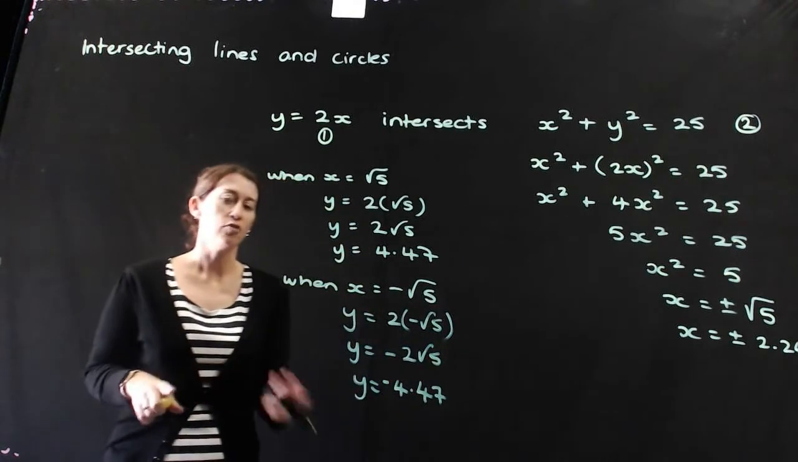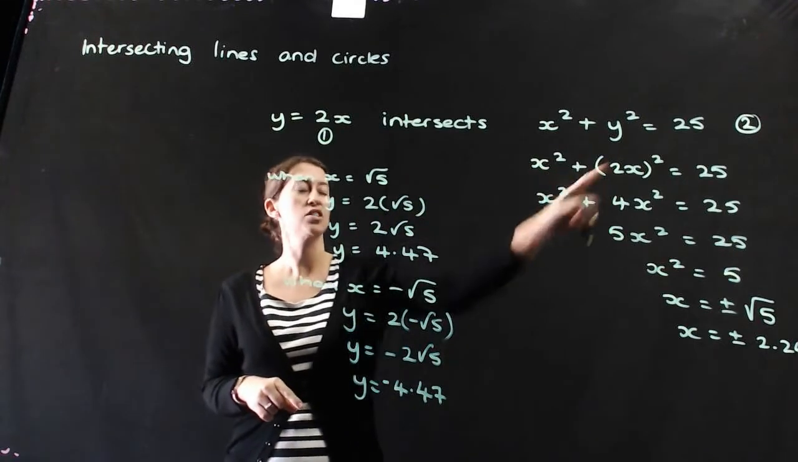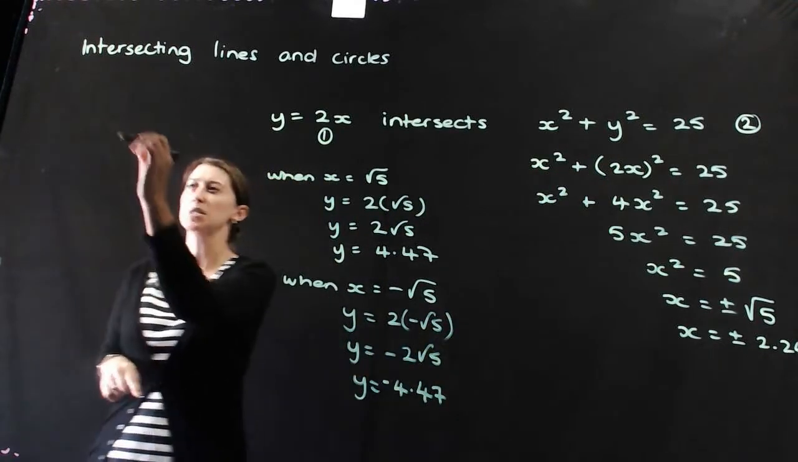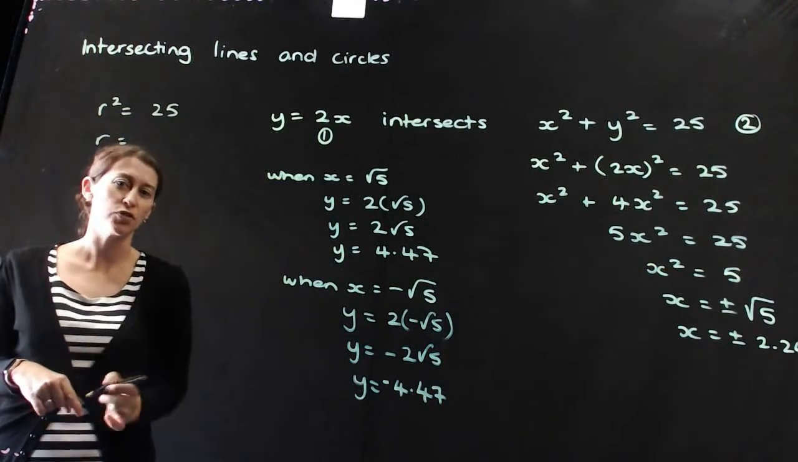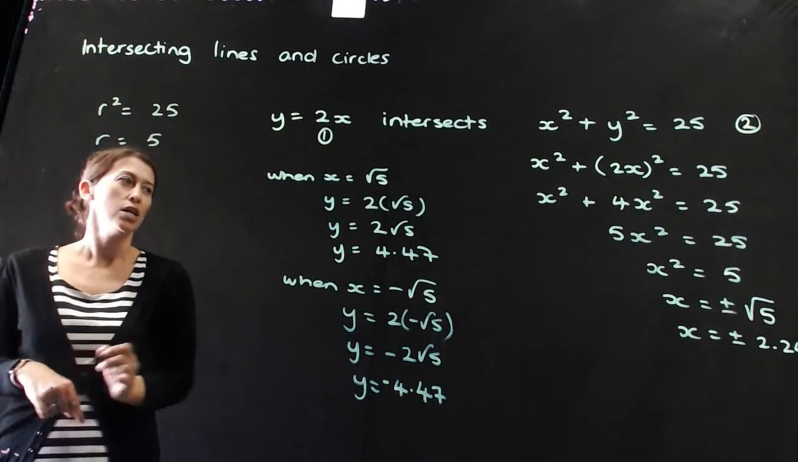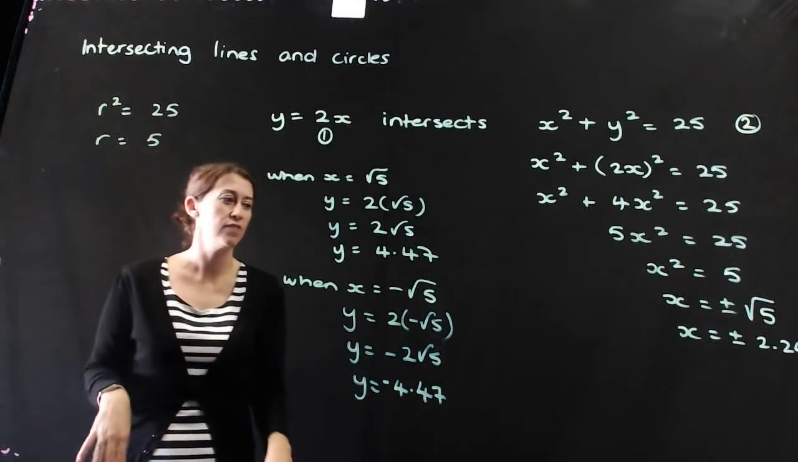Don't forget our general equation of a circle is x squared plus y squared equals r squared. So r squared is 25. So our radius is the square root of 25, which is 5. And remember, we're only interested in the positive because we can't have a negative length.